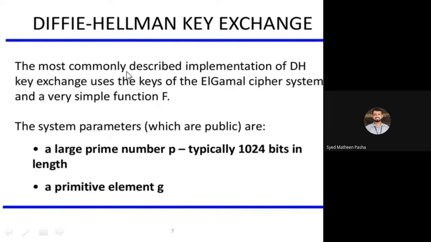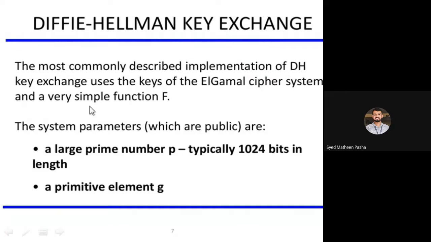The most commonly described implementation of DH key exchange uses the keys of the Elgamal cipher system and a very simple function called F. We have one cipher called the Elgamal cipher, which you will study in the last part of this module. This technique also works with respect to public keys, where it makes the public key common to both sender and receiver, so they can encrypt or decrypt the data.